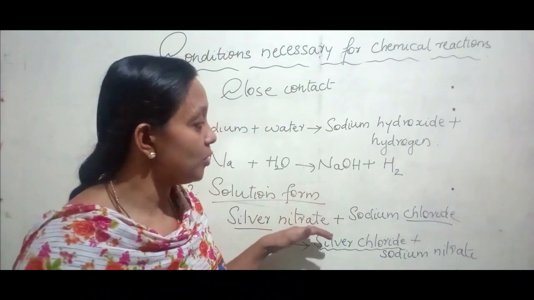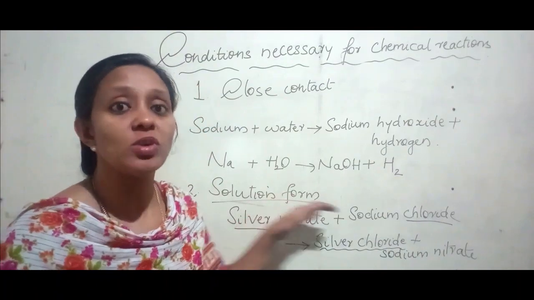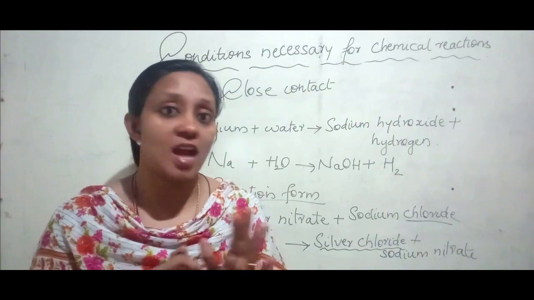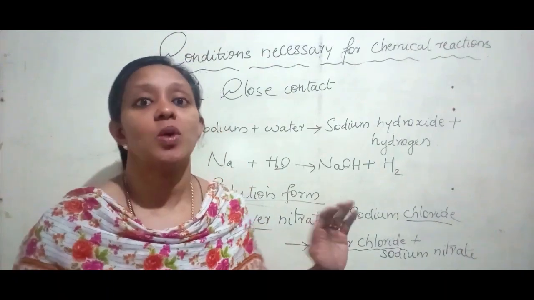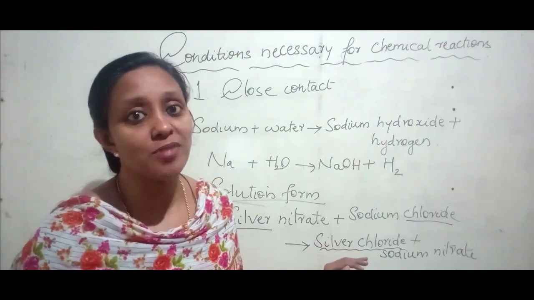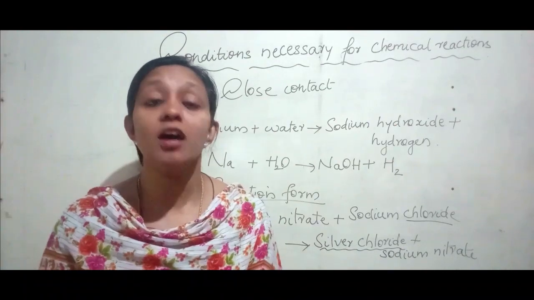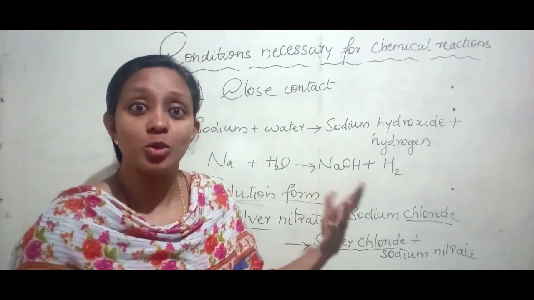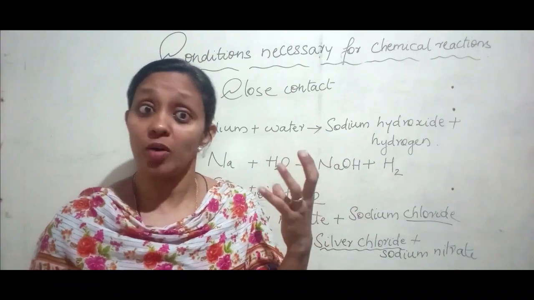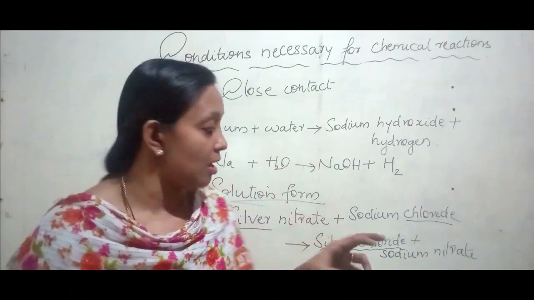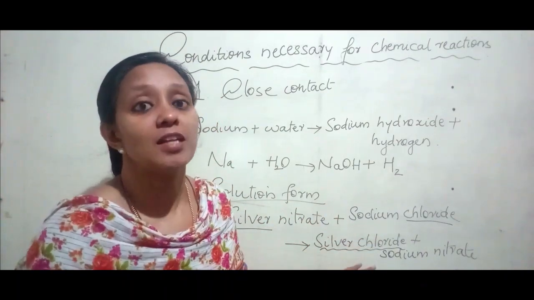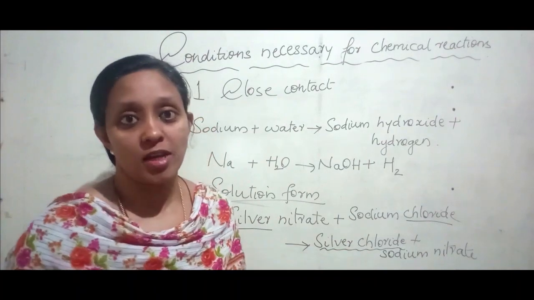So here, what did you understand? Once these two reactants are taken in their solid state, and if you simply mix them up, the reaction will not take place. But once you take them in their solution form, and when they are mixed together, the chemical reaction occurs. As a result, you find something newly formed, and a visible change is observed here, and that is the thick, curdy, white precipitate of silver chloride.